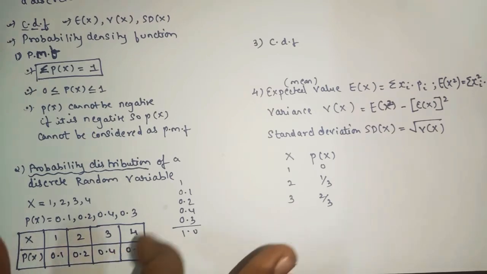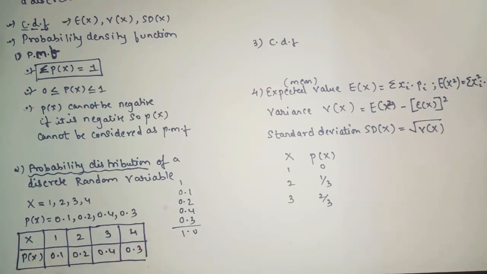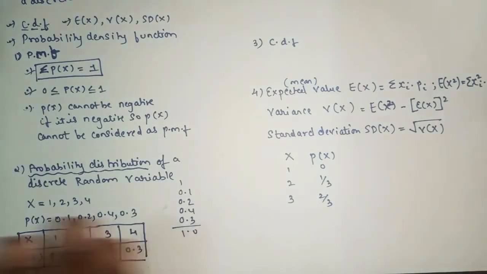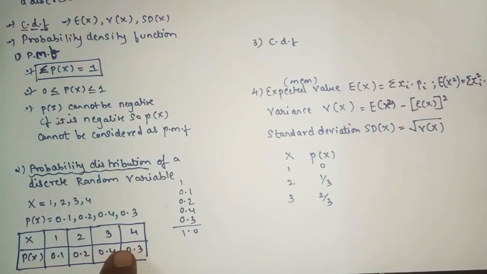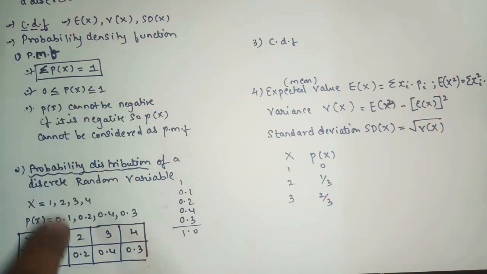So simply you have to check, if you have a box and these 3 points are satisfied, then we can say it is a PMF. So remember, the total should be equal to 1, the value should lie between 0 and 1, and the P of x value cannot be negative. Therefore we can say it is a PMF.